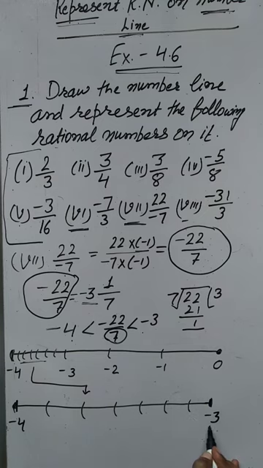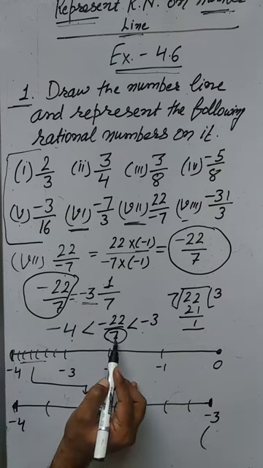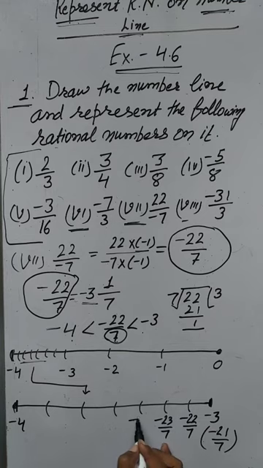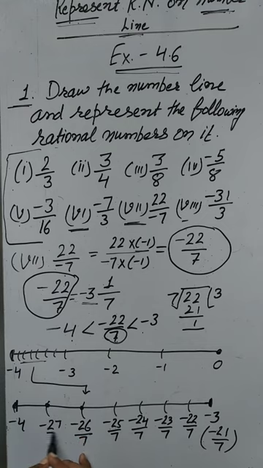Understood? Now beta, I want to represent minus 22 upon 7. The denominator is 7, so write minus 3 as a number with denominator 7. I can write minus 3 as minus 21 upon 7, since 7 threes are 21. After minus 21 upon 7, the next number is minus 22 upon 7. Next is minus 23 upon 7, next minus 24 upon 7, next minus 25 upon 7, next minus 26 upon 7, and this is minus 27 upon 7, and this number is minus 28 upon 7. 7 fours are 28, it cancels to 4, so it is equal to minus 4.